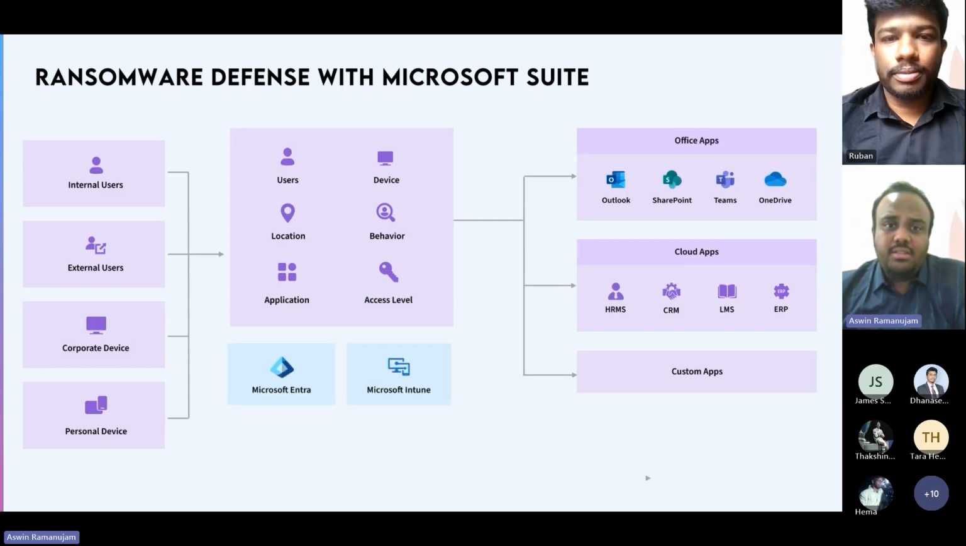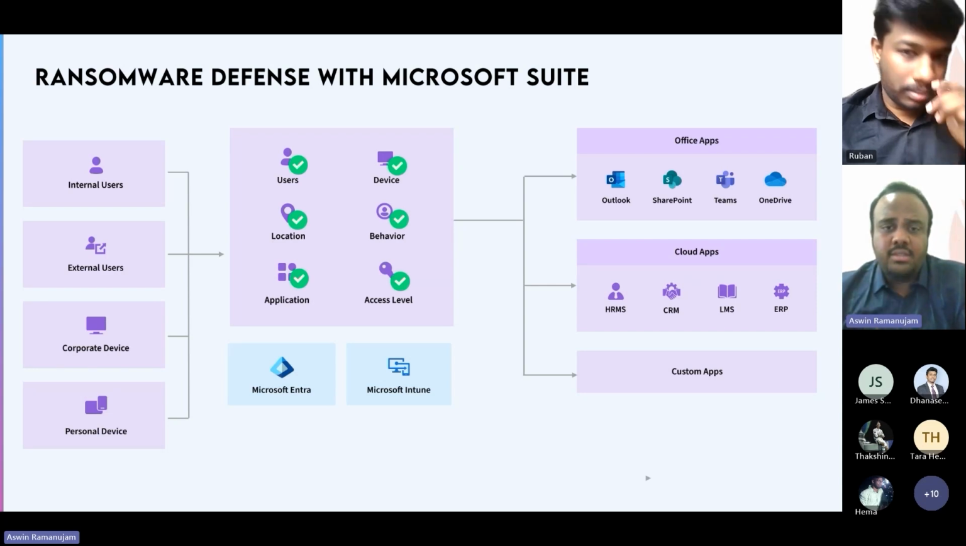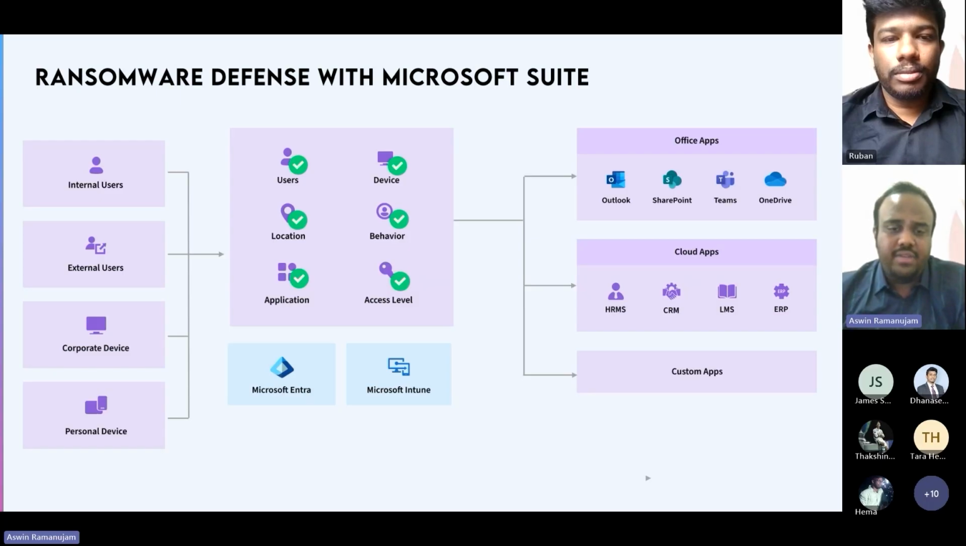We can create a zero trust layer of security with that, like role-based access control plus least privilege access control. If we have this policy in place, only if all these criteria are met, whether the user role, the device the user is logging in from, the location they're logging in from, and the behavior, whether there is any suspicious activity, application, or access level, examining all these things with Entra and Intune, it validates the access and then allows that access.